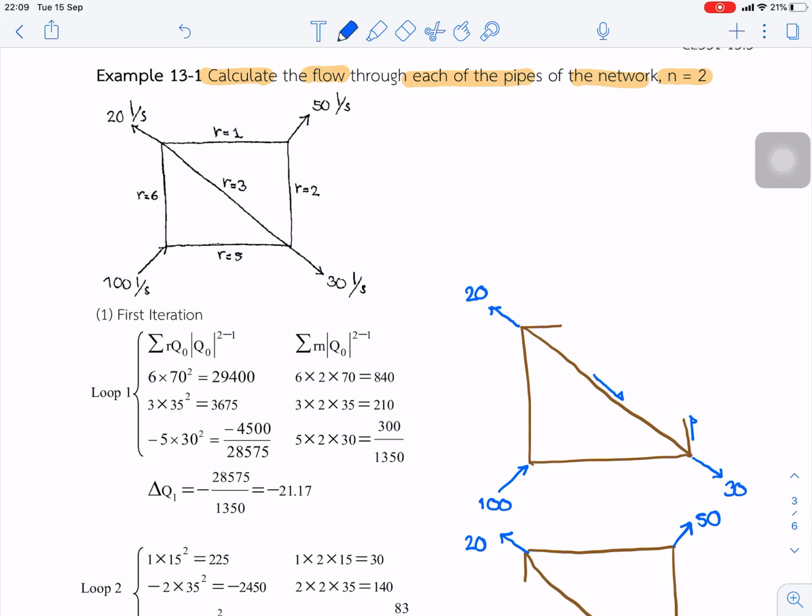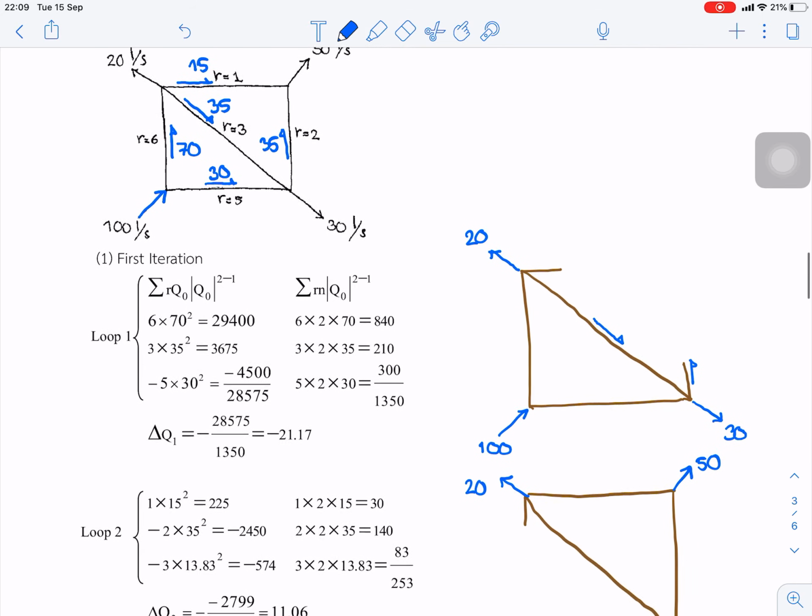For example, the flow here is 100, so we can assume that this is 70 and this is 30. Okay, it is balanced at this junction. And from above we can assume this is, let's say, 15 and 35. Okay, and from 30 we assume that is 35, and so it means this should be 35. Okay, that balances our junction.